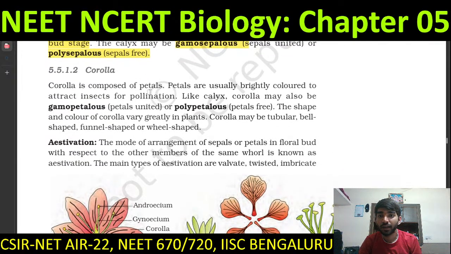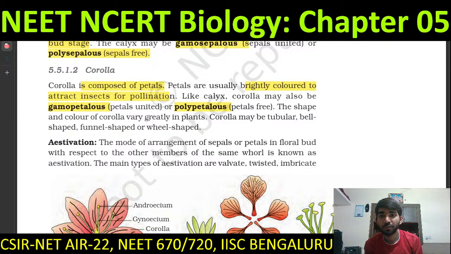Then coming to corolla, composed of petals. So you have seen different beautiful petals of the flowers. That is basically the corolla whorl of the flower. Petals are usually brightly colored, so this is to attract the pollen-carrying insects. Attract insects for pollination. Corolla may be gamopetalous. So again, similar to gamosepalous, where the sepals are united, the petals can also be united. Gamopetalous or polypetalous, where there are multiple petals but they are not fused.